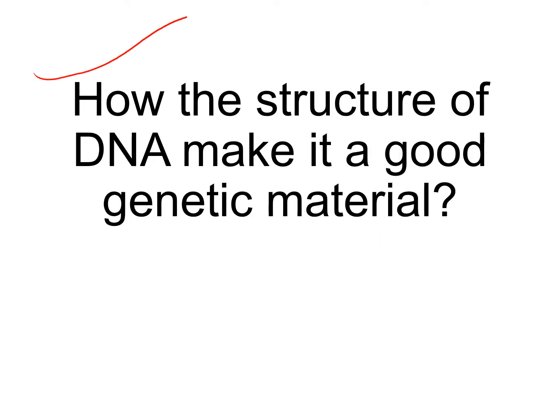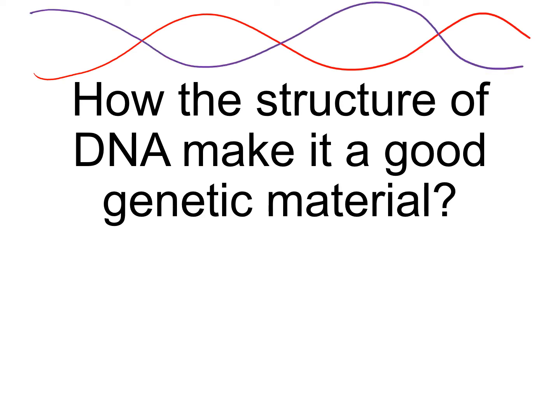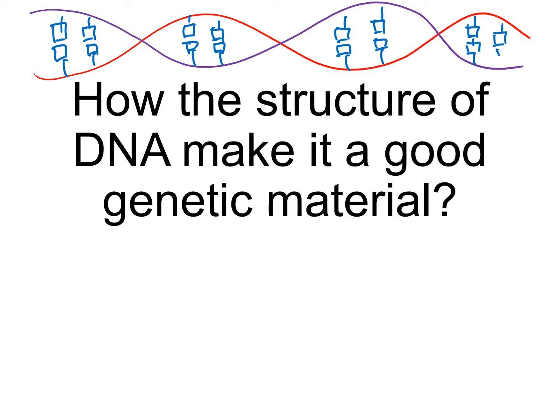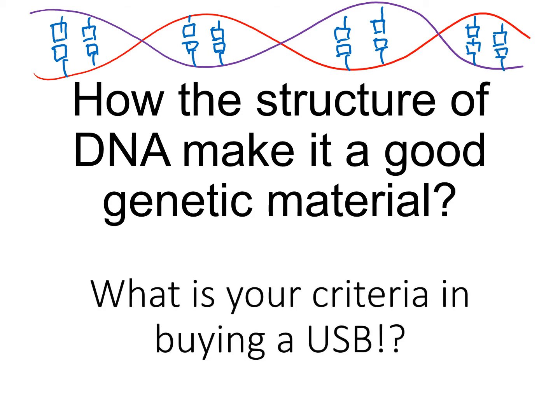Previously in the last lesson, we learned that DNA has two strands, joined by nitrogenous bases in the middle to form a double helix like this. Now the question is, how does this very special double helix make DNA a very good genetic material to hold your genetic information? In order to answer that, I think you can use the idea of a USB.